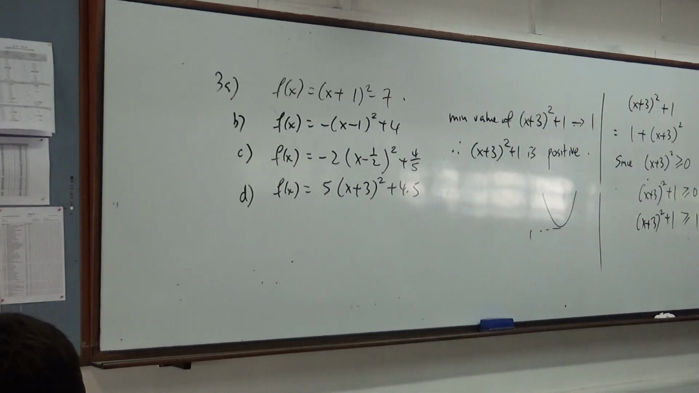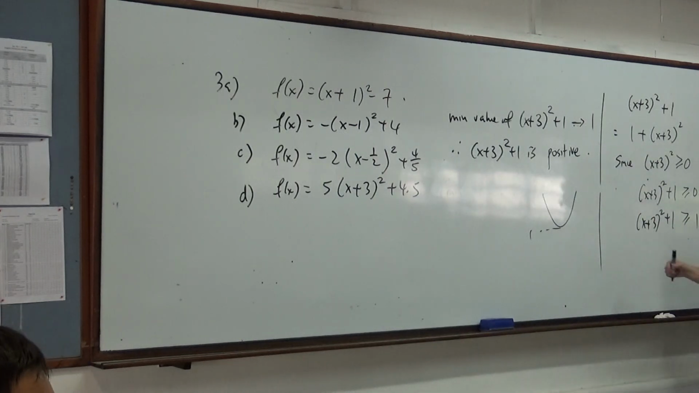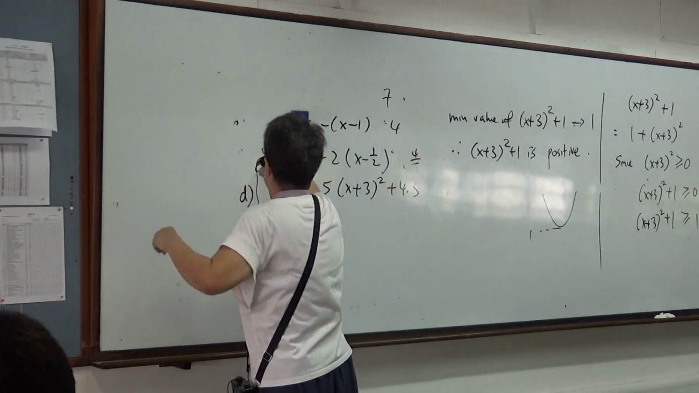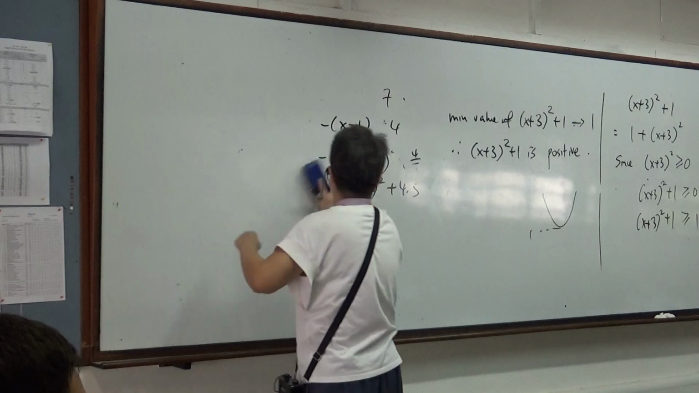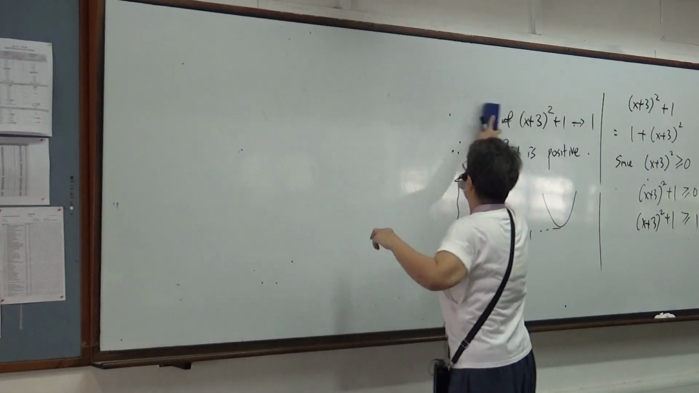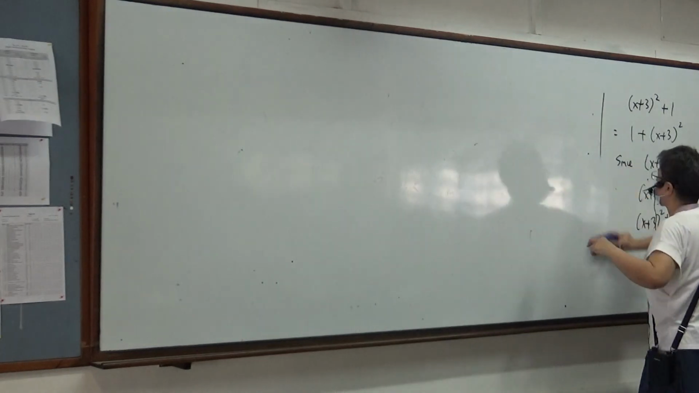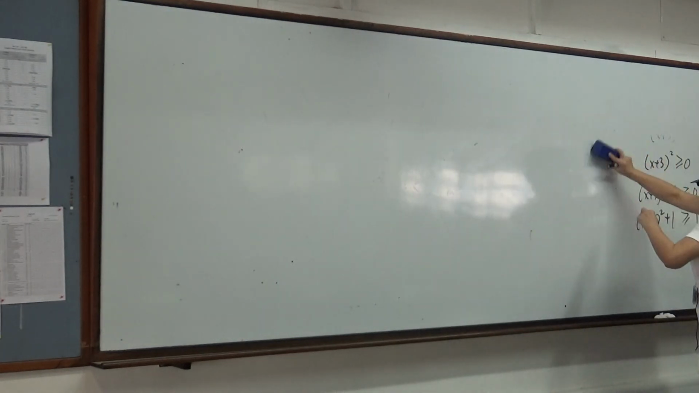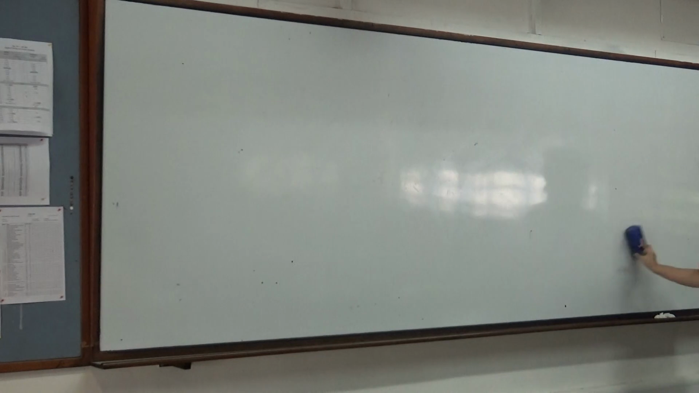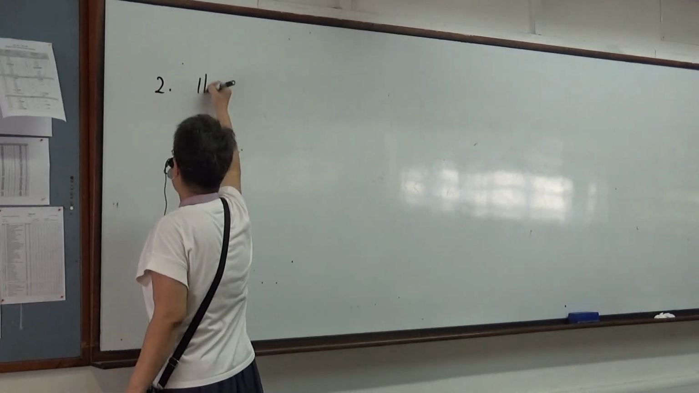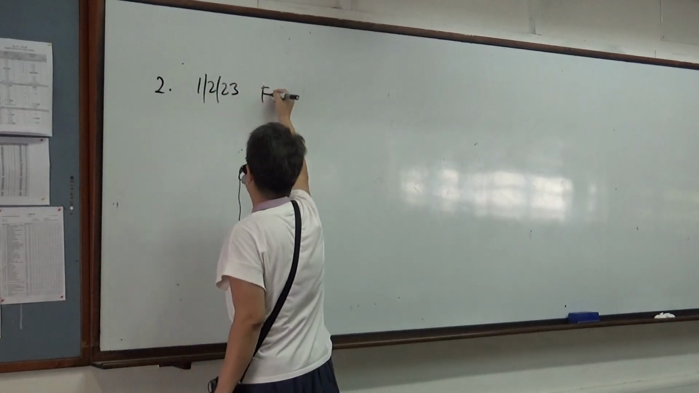What's the number on the content page of your AMS? Number 2, right? Okay. Is it number 2? Okay. Can you write down today's date?